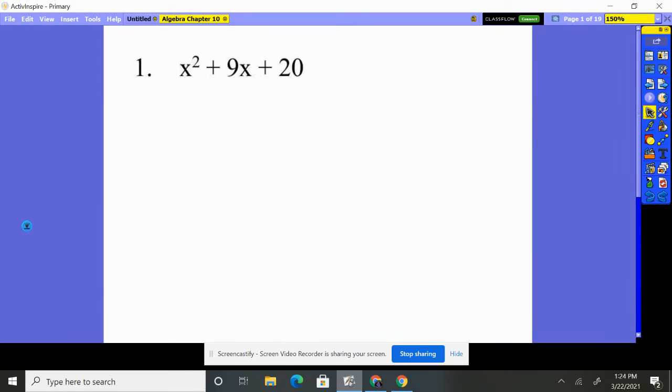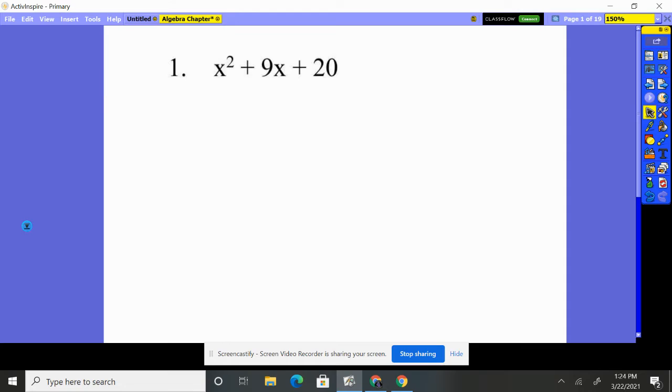Alright, we want to factor this down into the product of two binomials. Well, we look at... better turn the pen on.